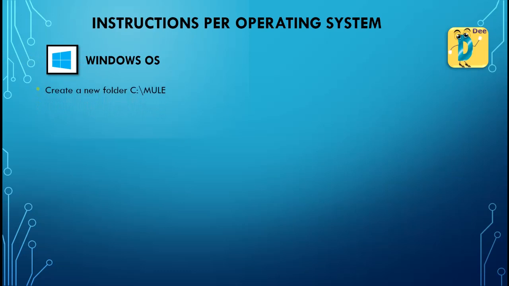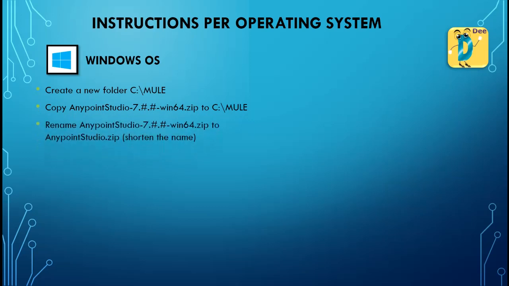With the Windows OS, what I recommend you do is create a new folder at the root of C. Make it a very short name, as in the example here, it is Mule. Then I want you to copy that download file into the Mule folder that you just created and rename it. The goal here is to shorten the download name. Notice the download name structure is Anypoint, the version number, and the operating system identified.